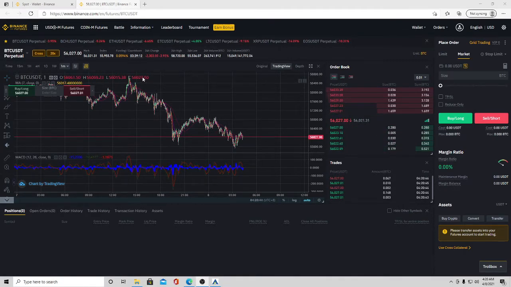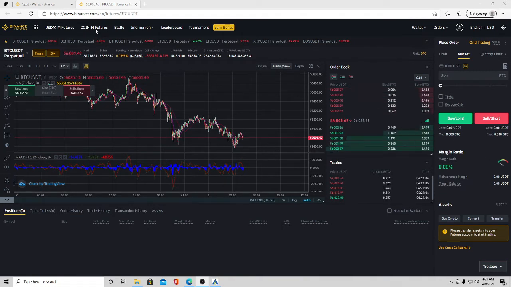So this is the Binance website. This is the Bitcoin chart. Bitcoin is trading today at $56,000. It's retraced up a little, but today's a down day for Bitcoin, as you can see.